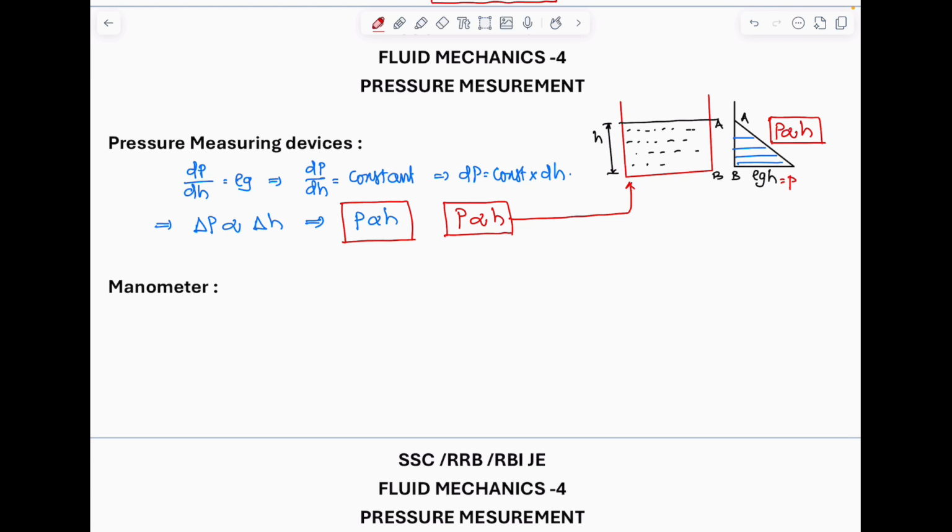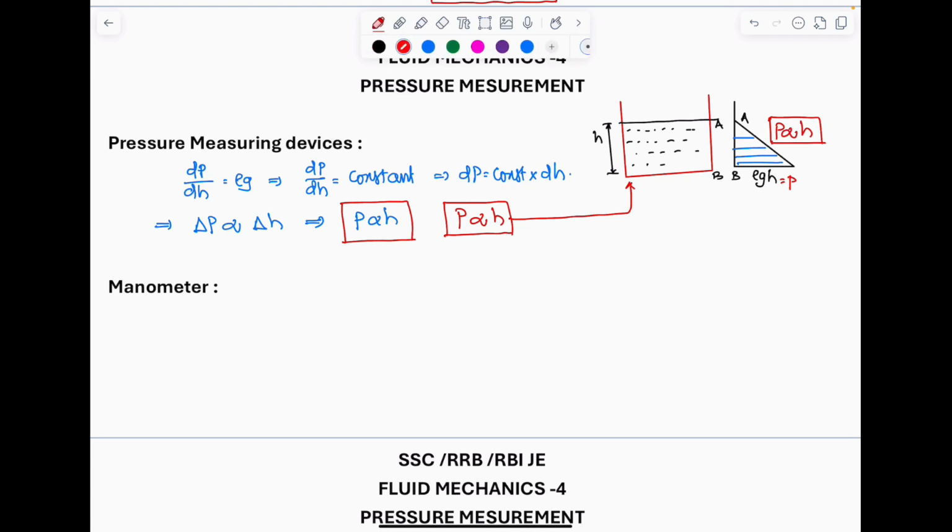pressure is directly proportional to the height of the water column. Pressure is directly proportional to the height of the water column, irrespective of the shape of the container. Pressure is directly proportional to H.